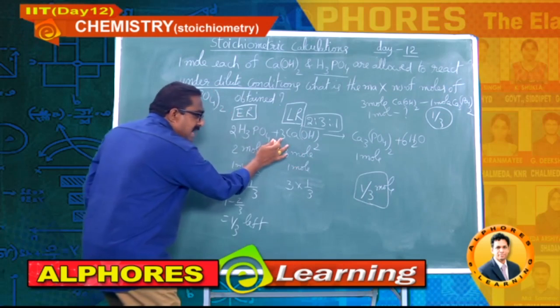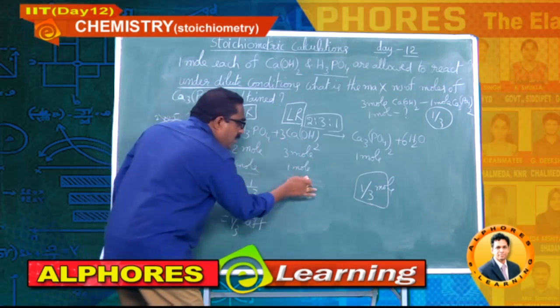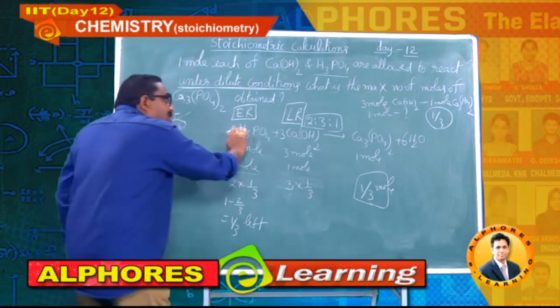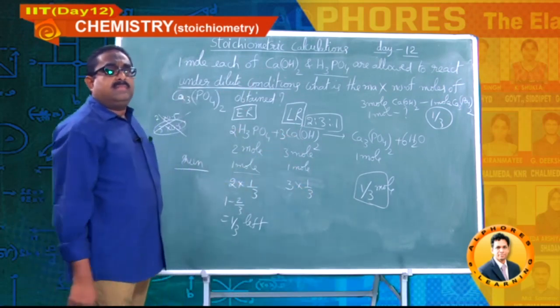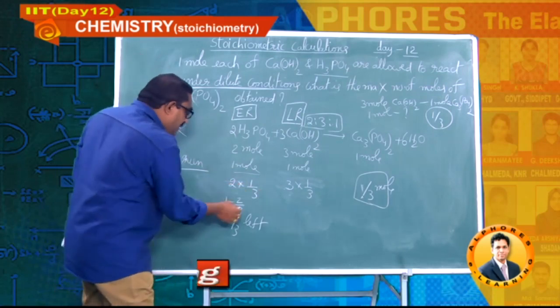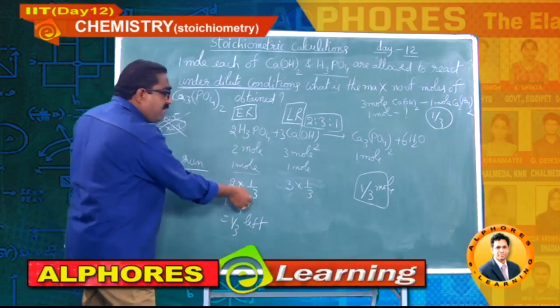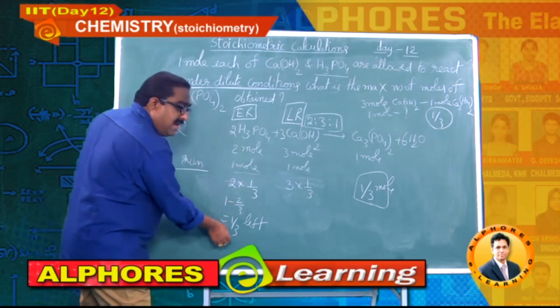3 moles are there in the reaction, so I made it as 3 parts, 3 into 1 by 3. Then the ratio is 2 is to 3. So here the requirement is 2 into 1 by 3. Is it there or not? Yes, it is 1 mole. After all, 2 by 3 is needed, still 1 by 3 is left unreacted.